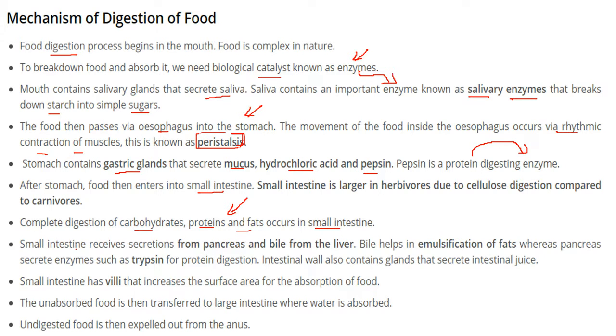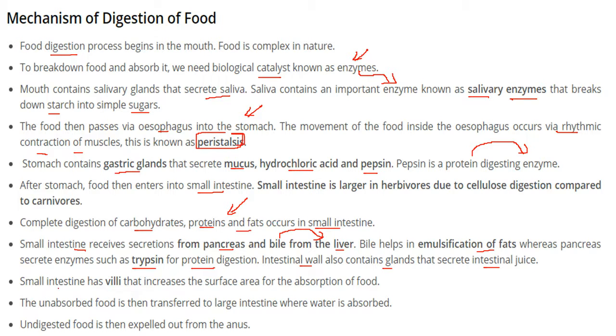Now the small intestine needs some support, and this support comes from the pancreas and the liver. The secretion from the pancreas and bile from the liver. And what does this bile do? It helps in emulsification of the fats. While the pancreas secretes enzymes like trypsin, and this is again for protein digestion as well. We have the intestine wall. These are also glands that secrete intestinal juice as well. All these juices are required to actually digest our food.